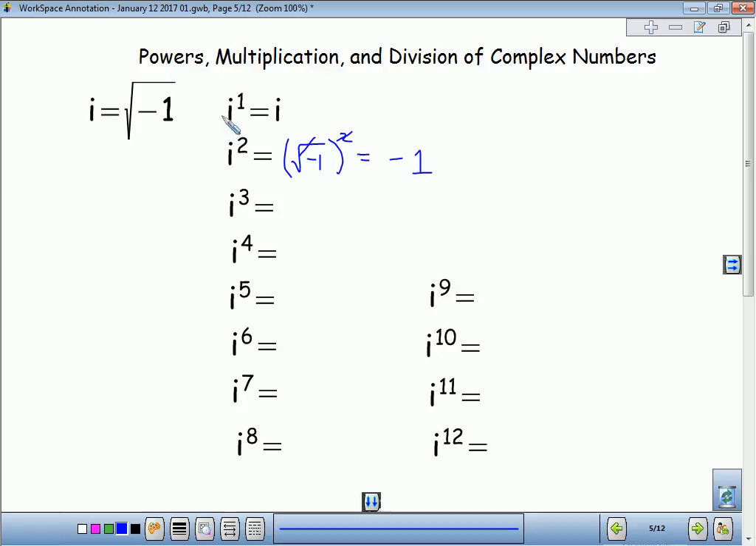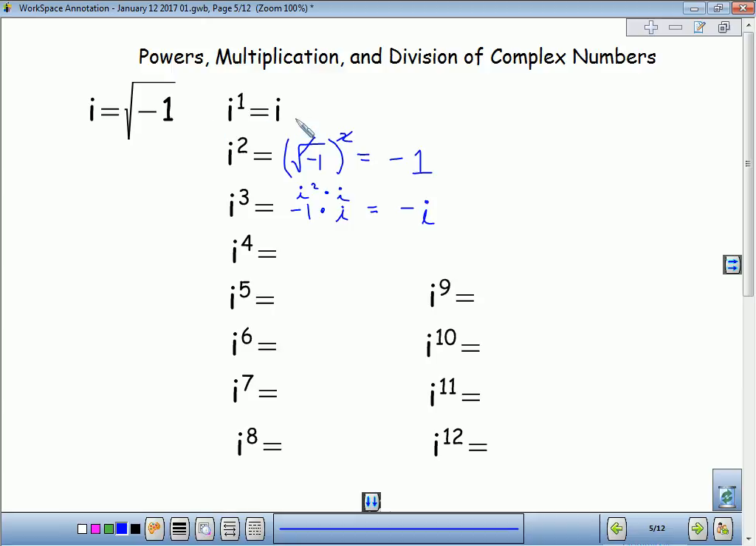Now I know what i to the first is. It's just i, and I know i squared is -1, and i cubed is my next one. But i cubed could be written as i squared times i, right? Because 1 plus 2 is 3. So i squared is -1, and i is just i, so i cubed would be -i.